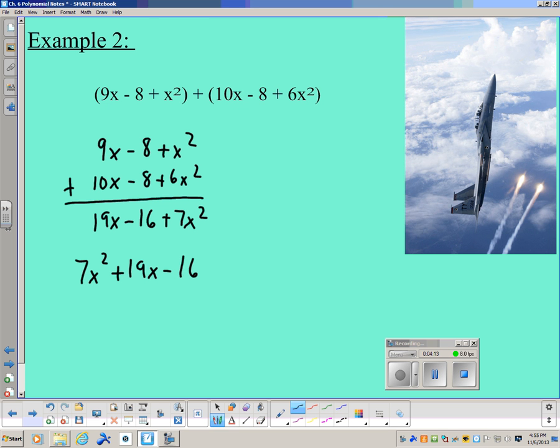So there's my nice final answer, 7x squared plus 19x minus 16. And notice I was fortunate with this one because the terms at the very beginning were already lined up. You had a 9x, then a 10x, minus 8 and a minus 8, an x squared and a 6x squared. If they're not lined up nicely like that and you use the vertical method, you're going to have to line them up correctly and put them in the correct order so that the like terms end up lining up for you, and you can just add them together.